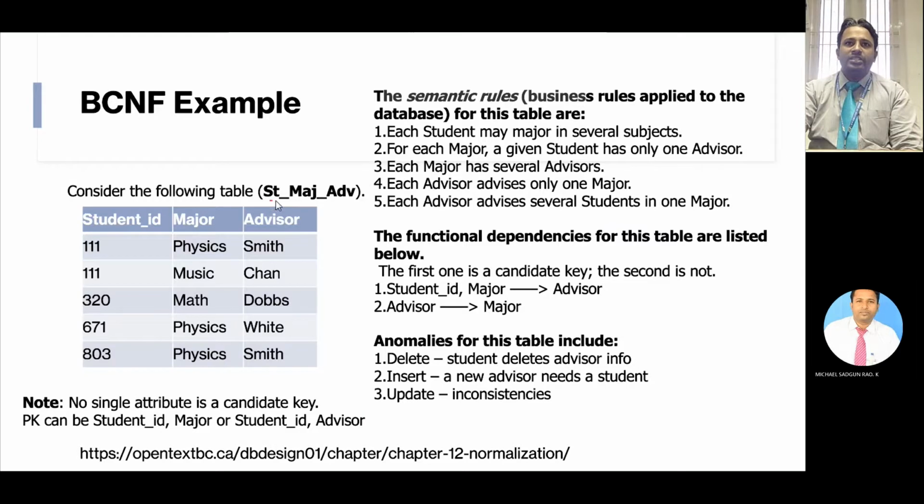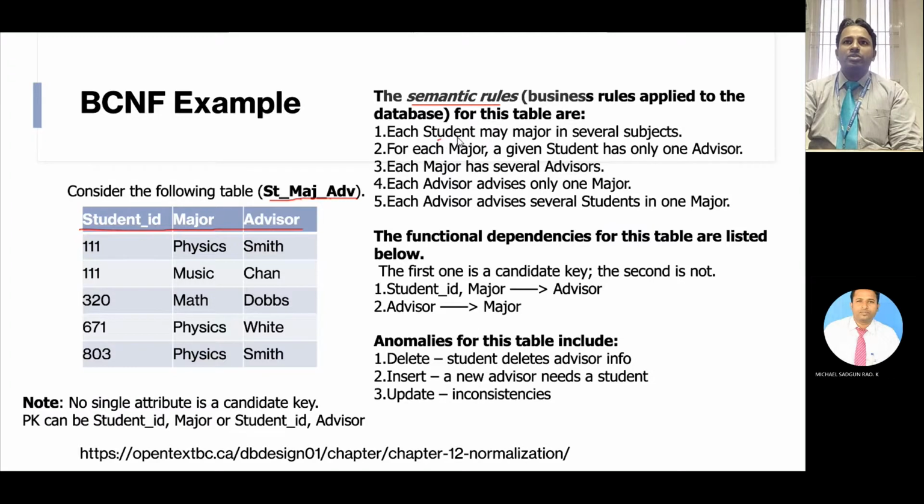Now let us look into one small example. The name of the table is STMAJADV, the student major advisor table. It means one particular student is studying a particular subject as major, and his or her advisor is this particular professor. So there are some rules here for this example.